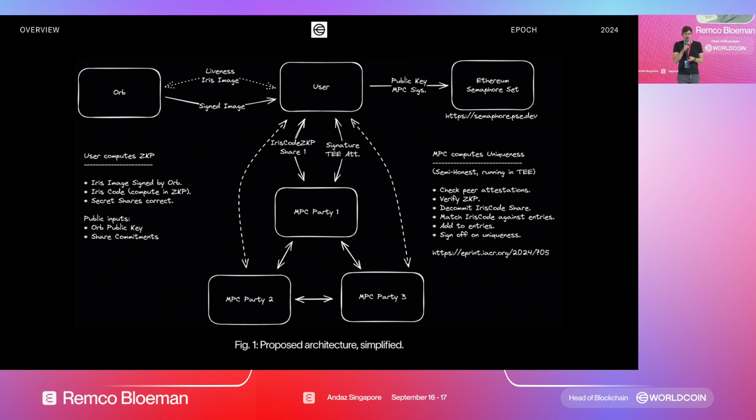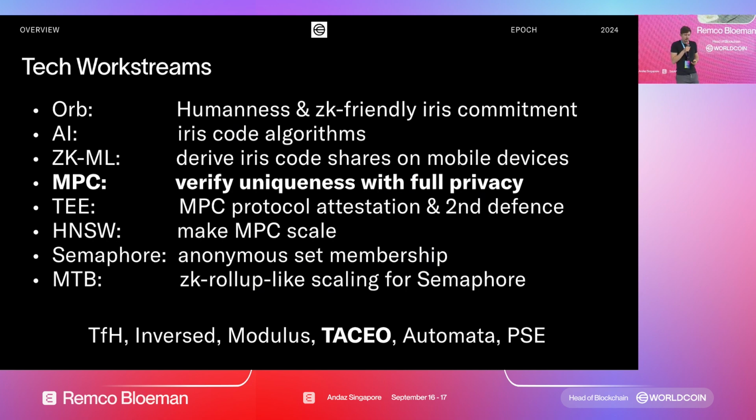The MPC itself, let's see. Yeah, I'll get to that in a moment. So there's a lot of technology here that comes together. We have the Orb, which is this hardware platform that has very sophisticated tamper protection, very sophisticated liveness detection, and so on. Then we have an artificial intelligence work stream that is all about doing this iris code magic, about distinguishing. Then we have client-side zero-knowledge machine learning to do the derivation of the iris code from the raw image. Then we use multi-party computation to solve the global state problem of verifying uniqueness.